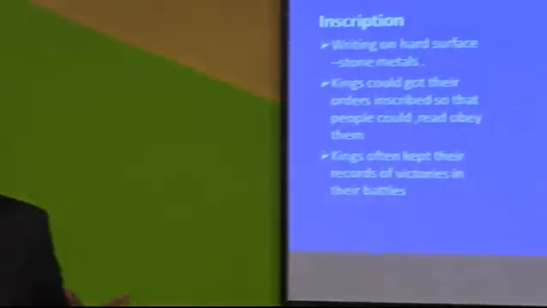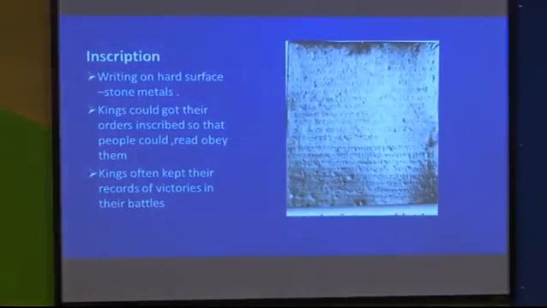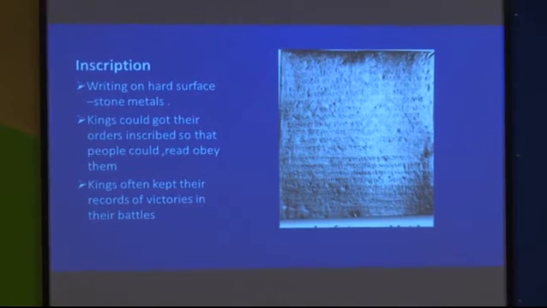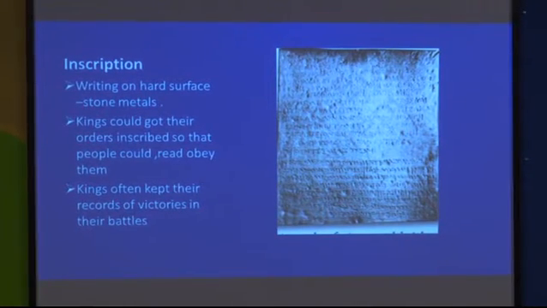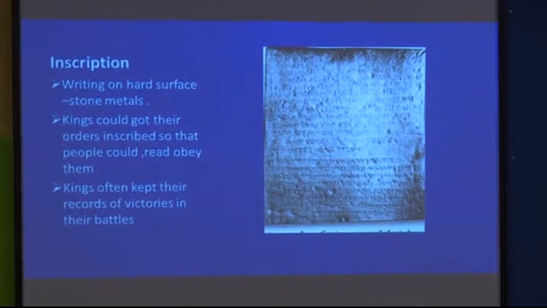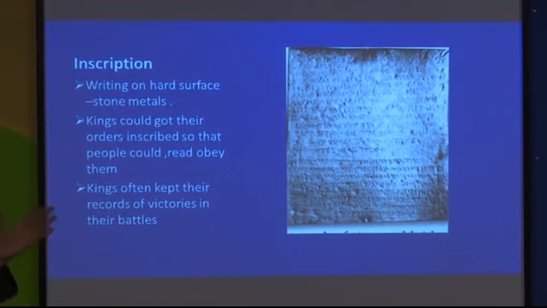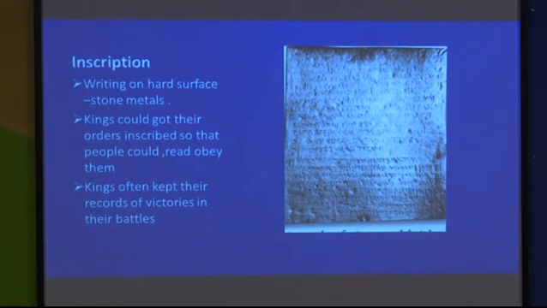So, inscription means writing something on a hard surface. Now, a manuscript was written on the palm leaf, right. But an inscription is something that is written on a hard surface. That surface may be a stone, it may be a metal, or it may be walls or pillars. Okay.